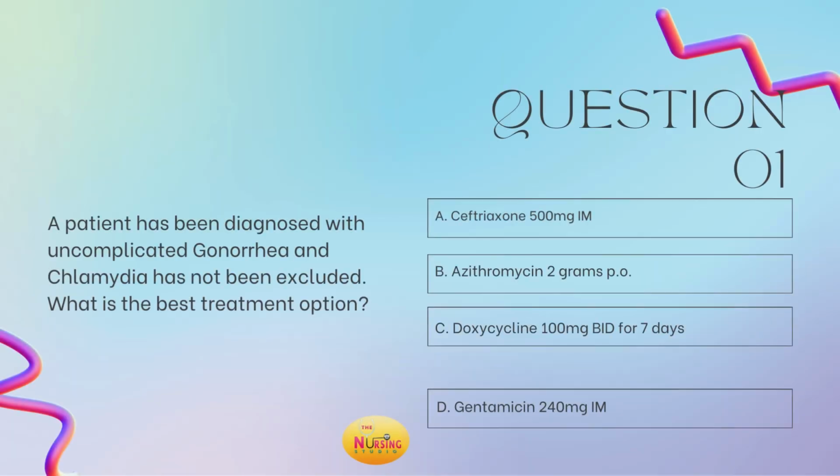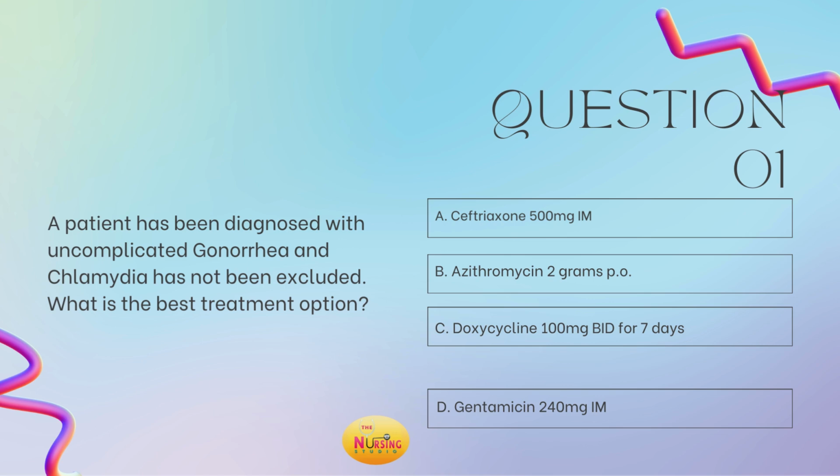Question number one states a patient has been diagnosed with uncomplicated gonorrhea and chlamydia has not been excluded. What is the best treatment option? Is it A, ceftriaxone 500 milligrams IM, B, azithromycin 2 grams PO, C, doxycycline 100 milligrams BID for 7 days, or D, gentamicin 240 milligrams IM?